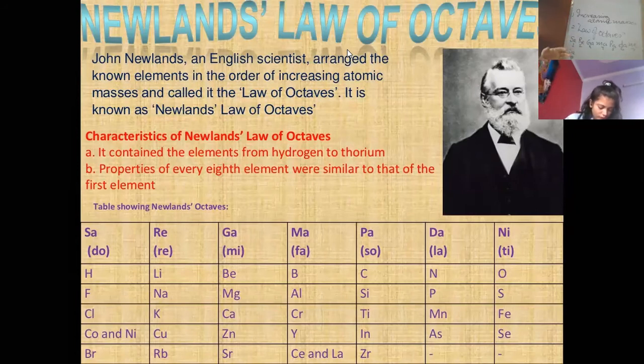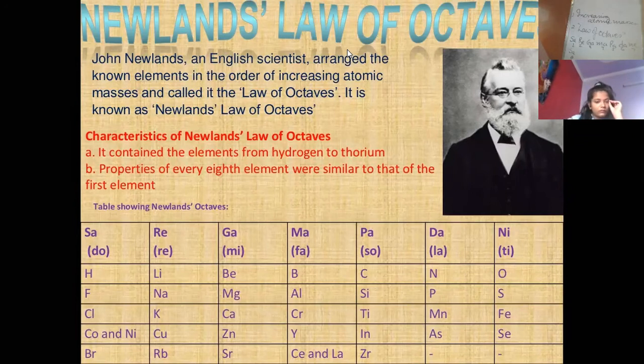So he also arranged, you can see on your screen, a table like this in which he arranged all the elements in increasing atomic mass: hydrogen, lithium, beryllium, boron, carbon, nitrogen, oxygen, and then fluorine. Fluorine, chlorine, cobalt, nickel. They all were showing the repetitive property of the first one, right? This is what he suggests. Somehow he tried to arrange all the elements in a tabular manner, but there were limitations also.